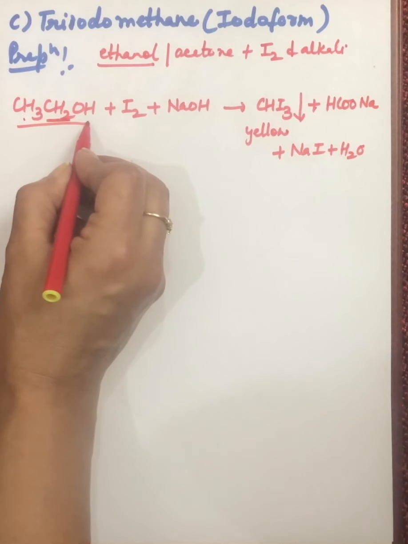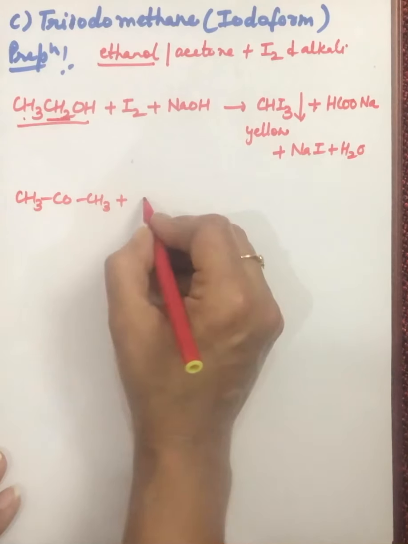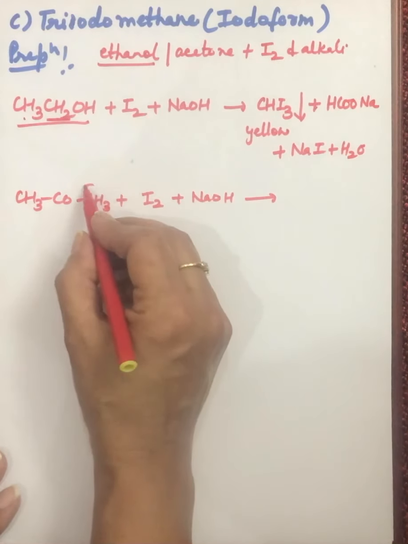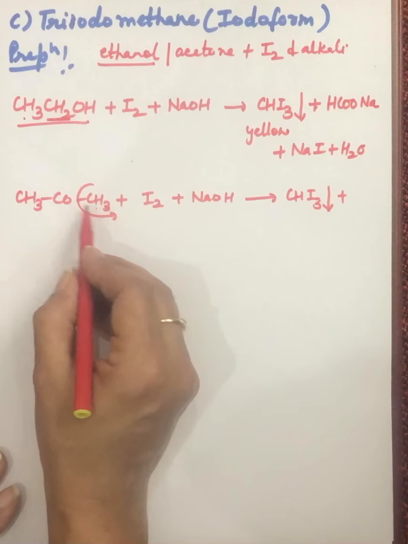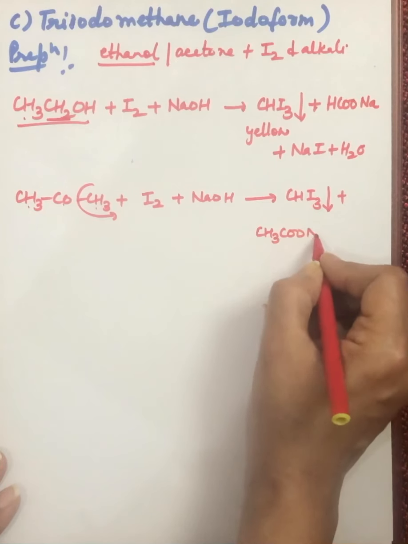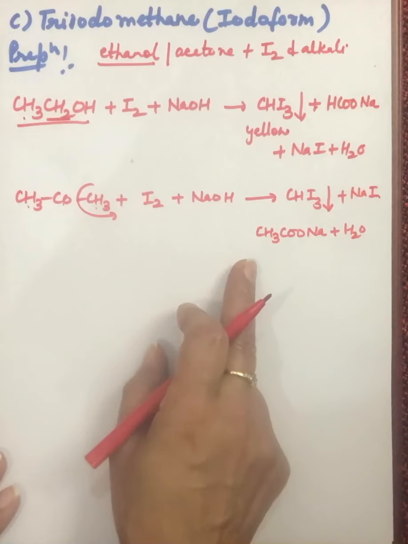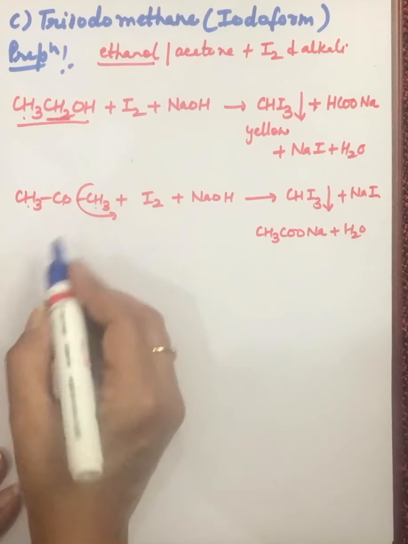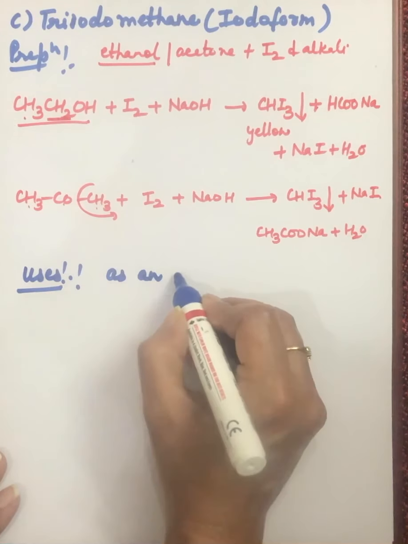And in place of ethanol, if we take acetone, CH3COCH3, and to this we add iodine and NaOH, then again one carbon from here changes to CHI3. After removing one carbon, two carbons are left here. So this forms a two carbon atom sodium salt of carboxylic acid with NaI and water. This is how iodoform can be prepared from ethanol or from acetone. Next we have the uses. It is used as an antiseptic.